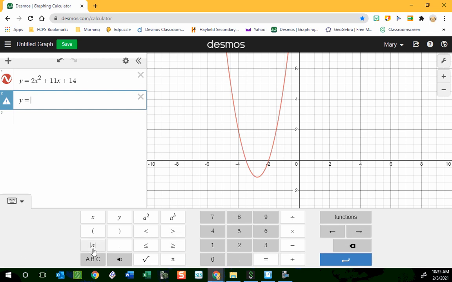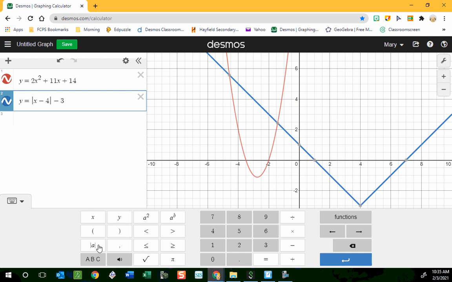So anyway, you just get your absolute value bar right there, and then put x minus 4, and then put another bar, and then minus 3. And you can see the picture. Also on your keyboard above the enter key, those straight bars. That's what I was thinking of.